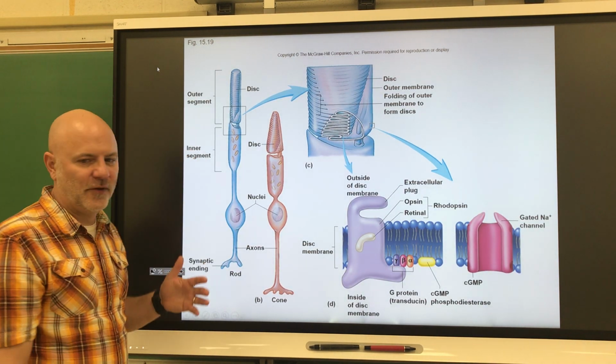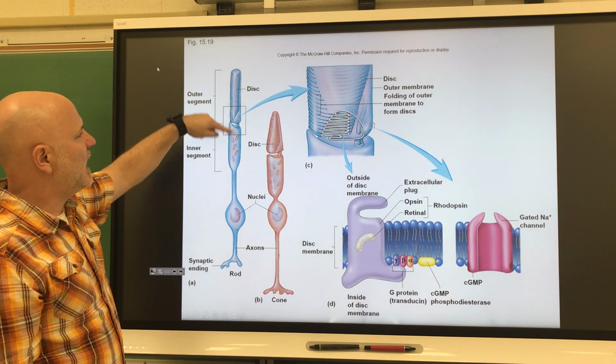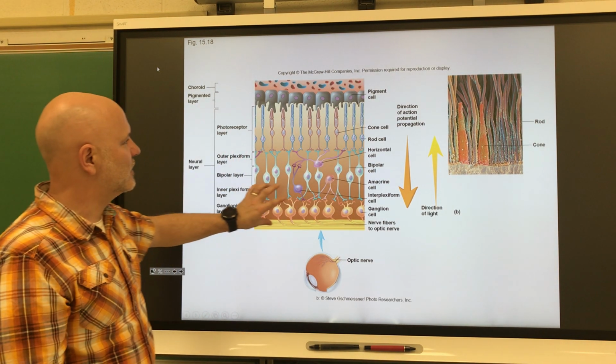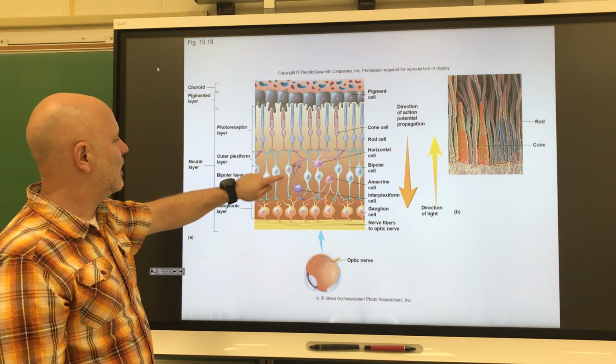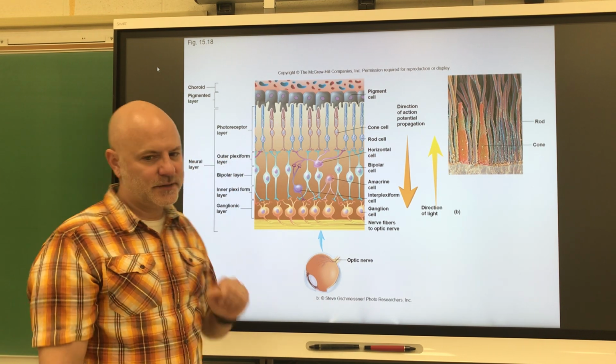All right, let's take a look at those photoreceptors. So this is a blow-up of the photoreceptors. This is a rod, this is a cone, and they are named for their shapes. All right, so if we go here, this is showing the different layers of the retina. Here's a rod and cone layer, bipolar layer, and then the ganglionic layer. So we have rods, cones here.